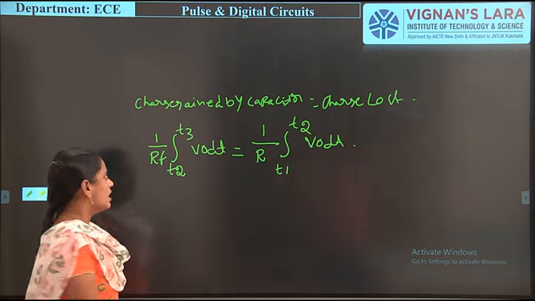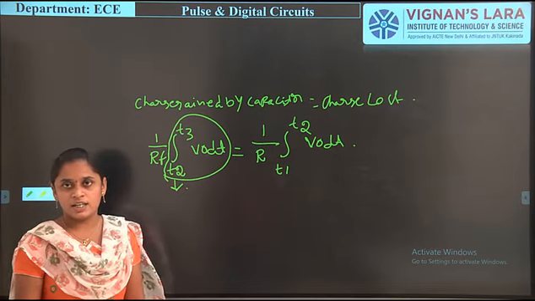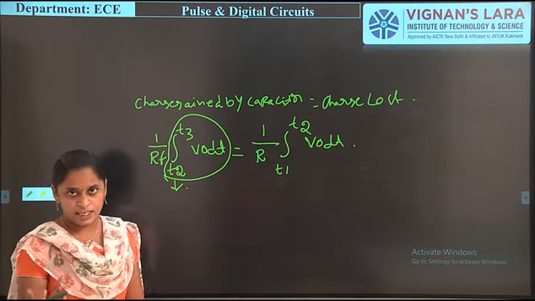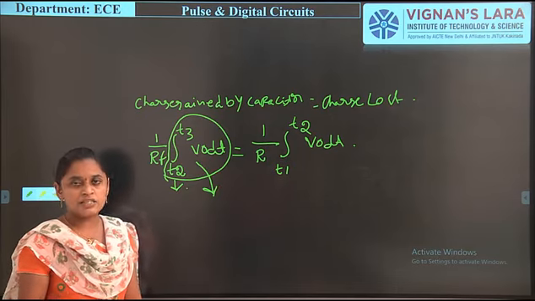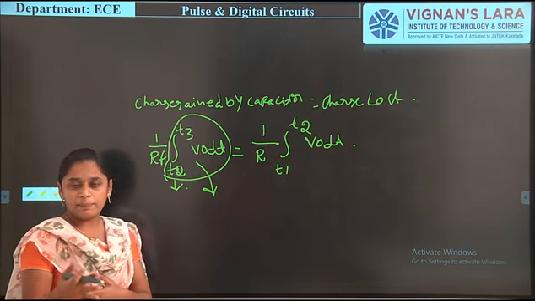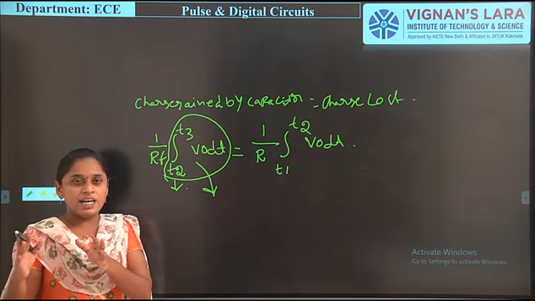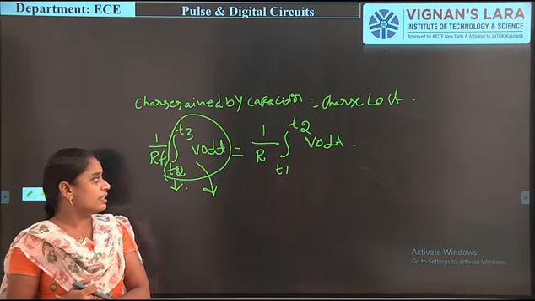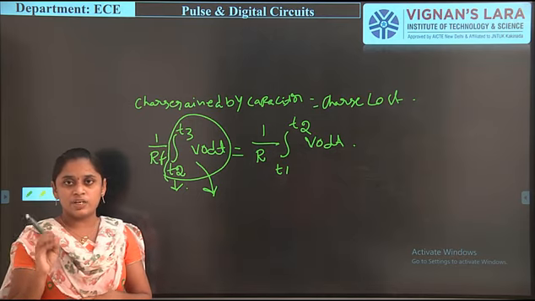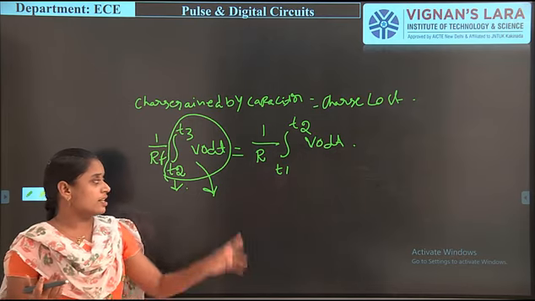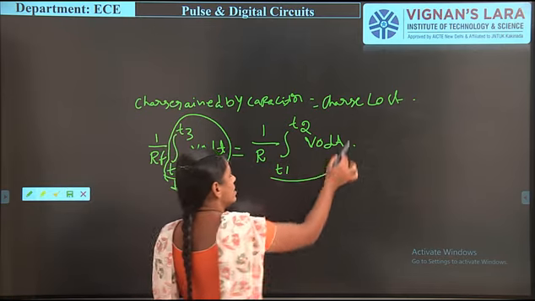The integral from T2 to T3 of V0 into dt is known as an area, the forward area, that is AF. This is the forward area when the diode is in on condition, and in this time the capacitor starts charging. So the area here is indicated with AF. And when the capacitor starts discharging, the diode is in reverse bias, and that area is known as the reverse area, AR.